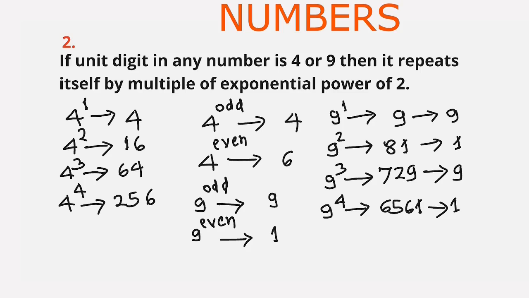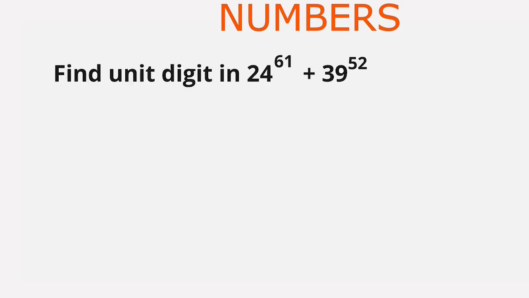1, 3, 5, 7 or 2, 4, 6, 8. The 1's place will be the same in 4 as well as in 9 in all the exponential powers. I hope you have understood this point. We solve the question: find the unit digit in 24 to the power 61 plus 39 to the power 52.